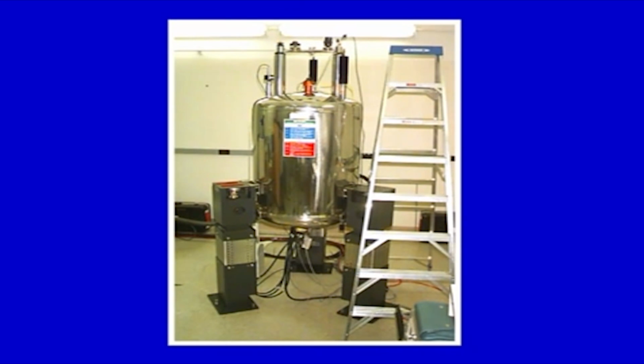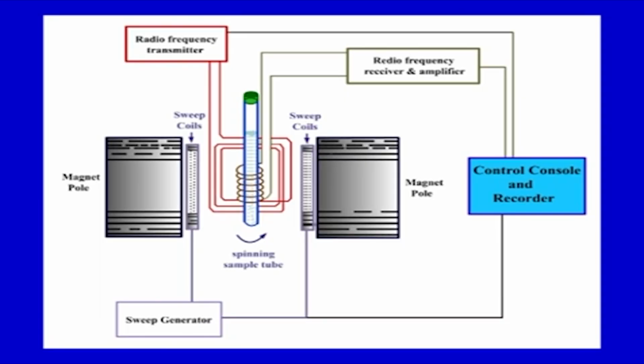The instrumentation part of this NMR technique, this is how the whole instrument looks. It is a big cylindrical vessel where all the components are available. If you see in detail on your screen, your spinning sample tube is in here, and it has a coil around the sample. These are sweep coils, and there is a magnet pole, or very powerful magnets. There is a radio frequency transmitter which provides the radio frequency, and these are the radio frequency receiver and amplifier which will collect the signal.